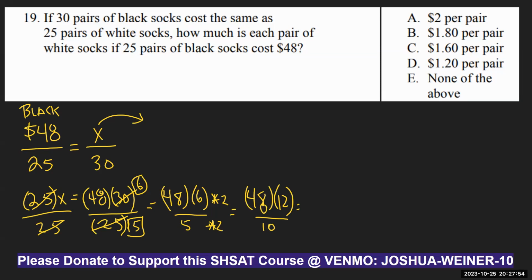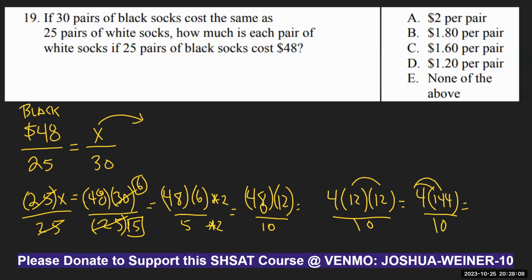So then that would be 4 times 12 times 12 over 10, or, because I know that's 144, 4 times 144 over 10. Stay with me here, 400 plus 160, it's 560 plus 16 is 576 over 10. So that's $57.60. So X is $57.60. What will we do next?